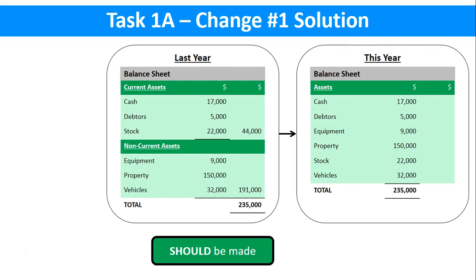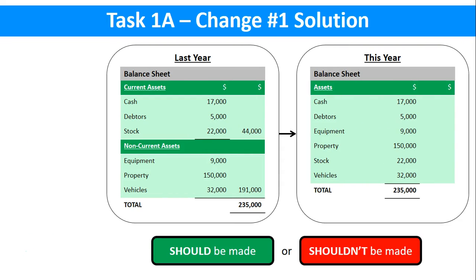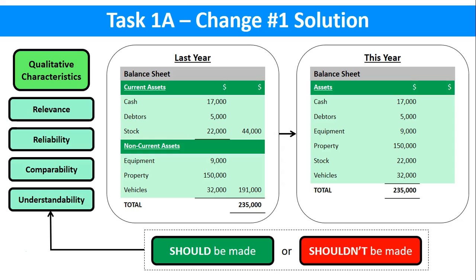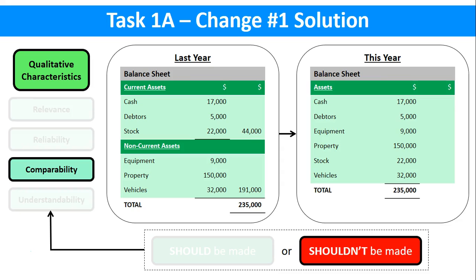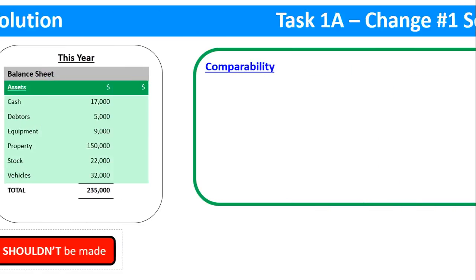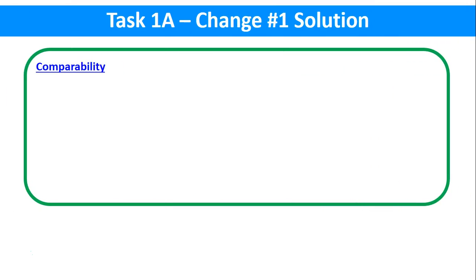So what we need to do is answer the question, should that change be made or should it not be made? And we're going to need to find a qualitative characteristic of accounting to back up our answer. So we're going to argue that it shouldn't be made, and to do that we're going to use the qualitative characteristic of comparability. So comparability, we need to know what that means first of all.